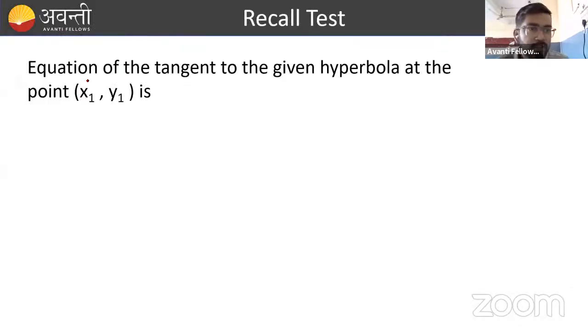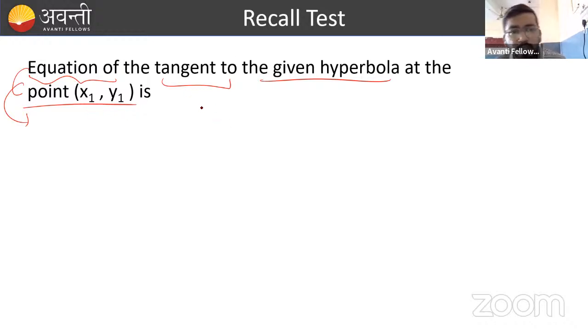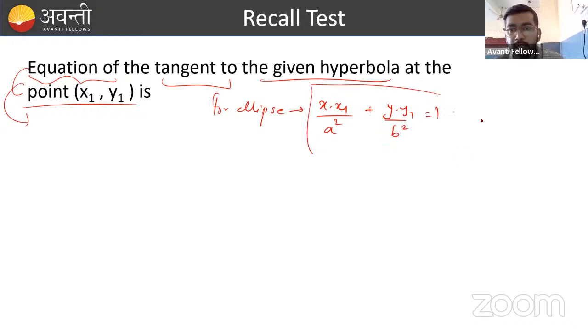So first of all, let's do a recall test. I think we couldn't finish this topic. I'll tell you the equation of tangent to the given hyperbola at the point x1 comma y1. The equation is similar to the ellipse. If you have seen the session for ellipse, you must remember that everything is similar for hyperbola as well. For ellipse, the equation of a tangent at the point x1 comma y1 was x into x1 upon a square plus y into y1 upon b square equals to 1, right?